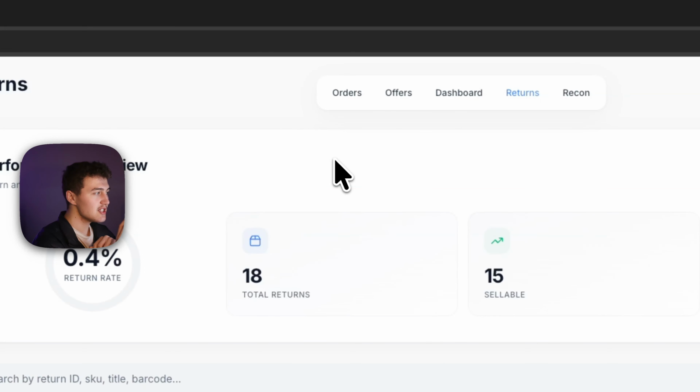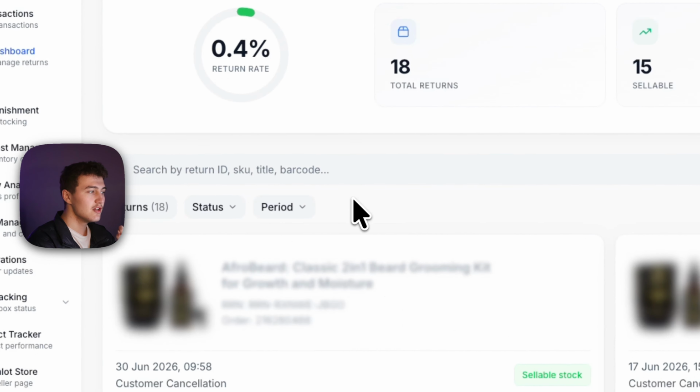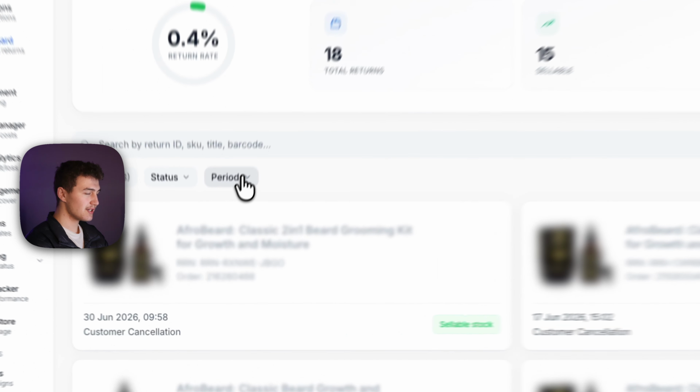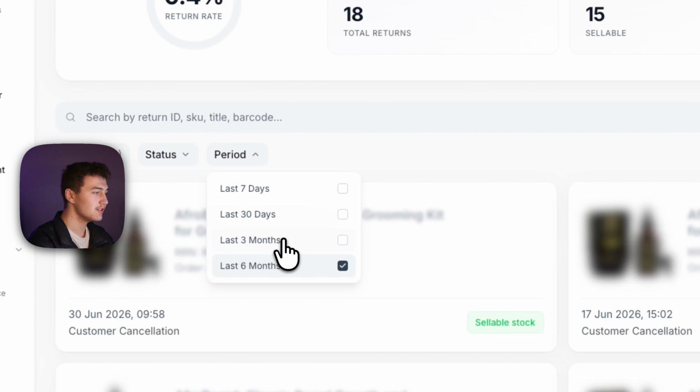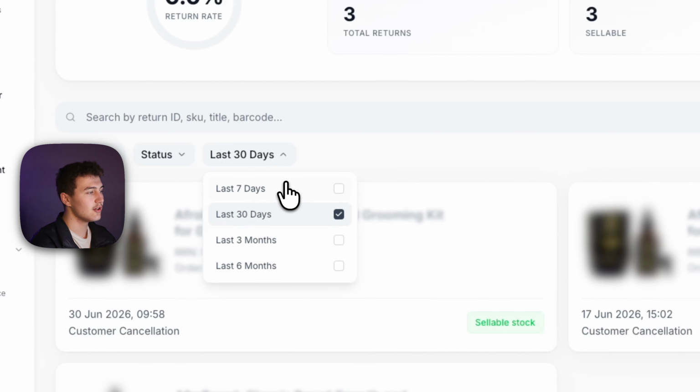There's a couple of changes we've made to the returns page, and that is, first of all, we have a date selector. By default, your return rate is calculated on 6 months. So when looking at your SLA metric, you always use the 6 months, and this is default on the account. Then we also have the period selector that you can choose. So you can go to last 3 months, last 30 days, and then also last 7 days.